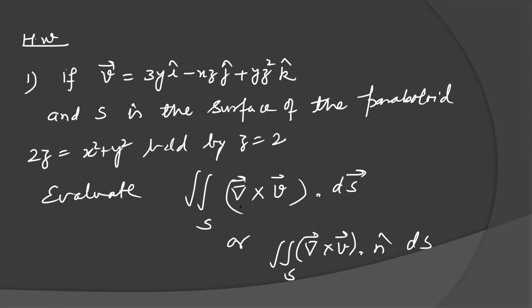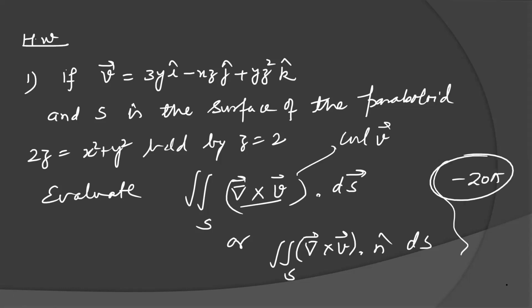This is actually the curl of v. Del cross v is nothing else but curl v. It means we have to use Stokes theorem. It can be written in this manner also. The answer is minus 20 pi. Okay, so I'm giving it to you as homework. Thank you. In the next lecture, we will study the Gauss divergence theorem.